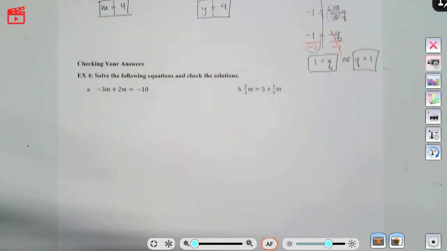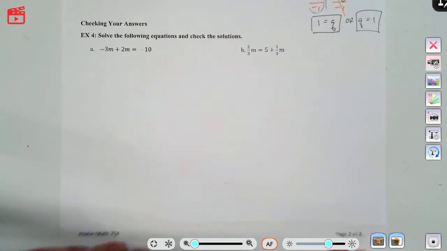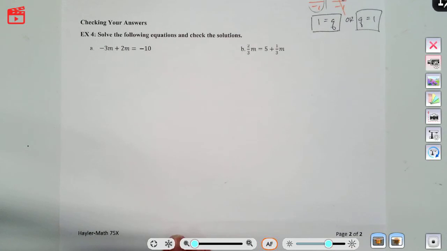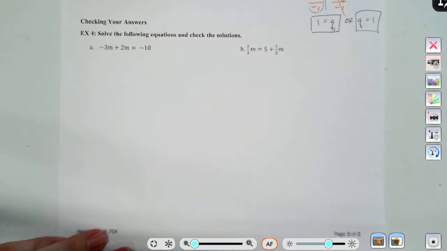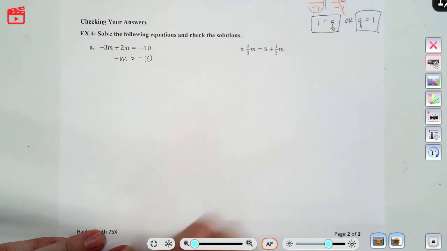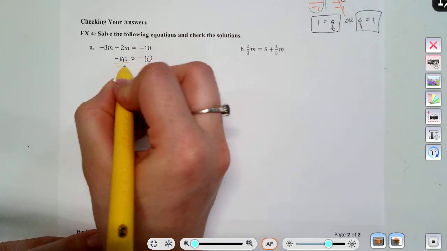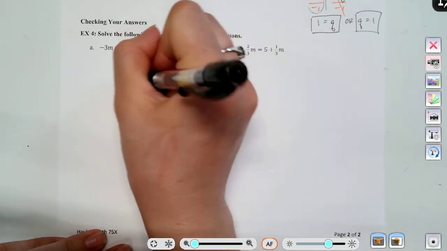All right, so the last thing we're going to do is figure out how to check our answers after we've solved. So for A, I'm trying to solve for m. So to get m together by itself on one side, we're actually going to add these together. So negative 3 plus 2 is going to be negative m equals negative 10. Well, I want that m by itself, so I'll divide by negative 1. And I get m equals 10.